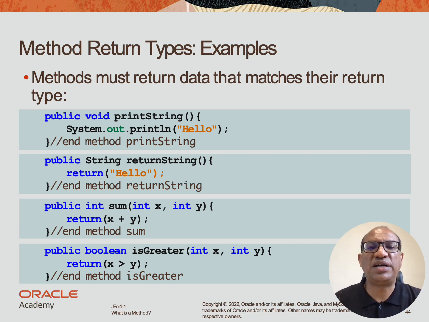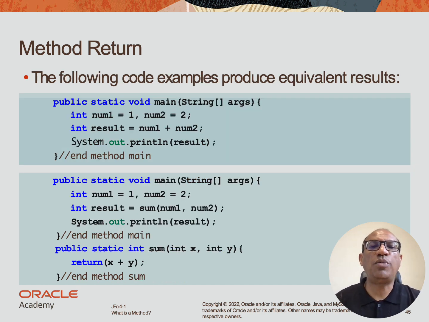The type of value that a method returns must match the declared return type. For example, a Boolean type method must return a Boolean. A string type method must return a string. In the top example, num1 and num2 are added together. In the bottom example, this logic is put into the sum method. Values are passed to the sum method and added. The resulting integer value is passed back and assigned to the result variable. For now, ignore the static keyword in the sum method.